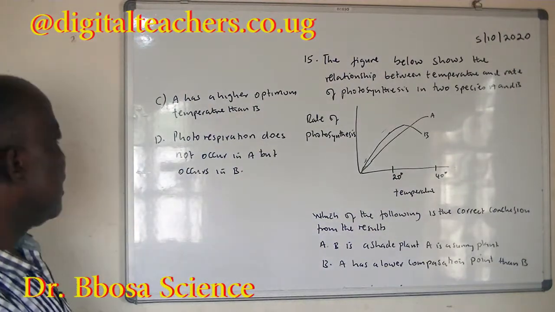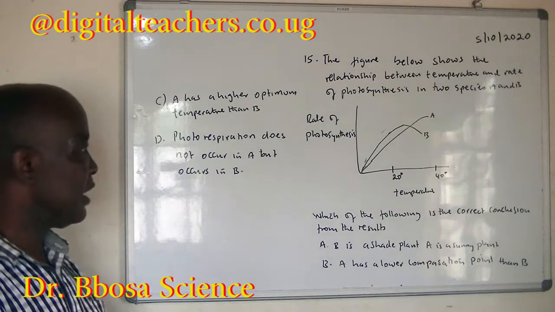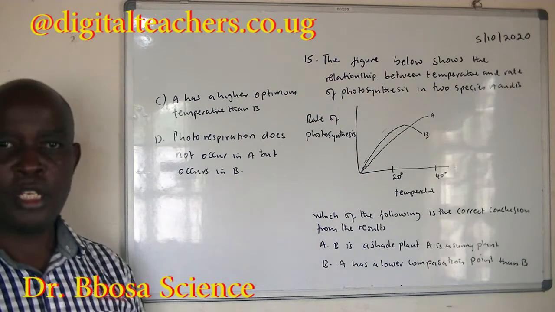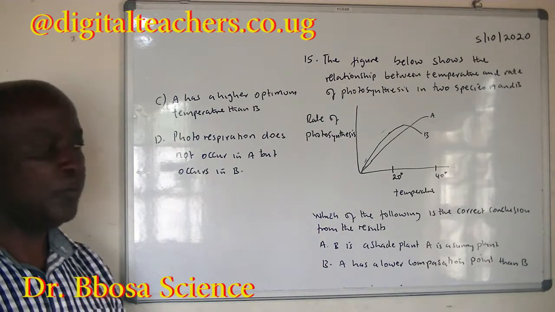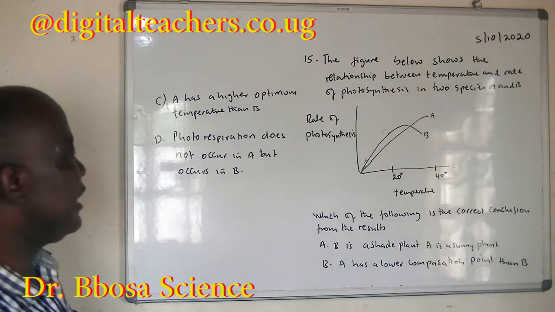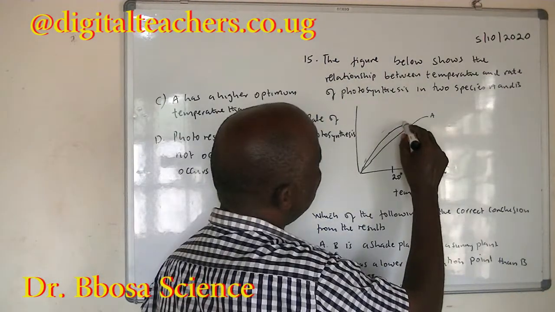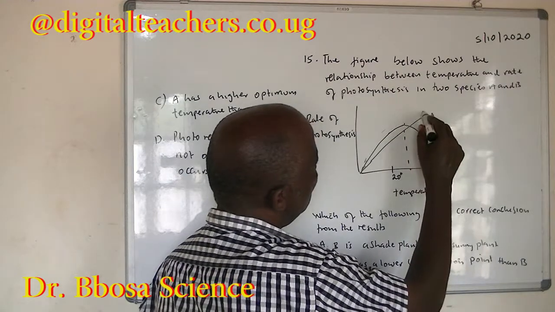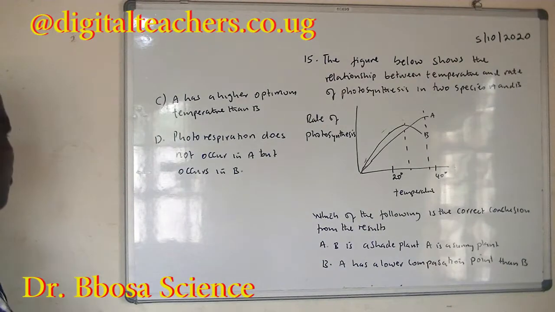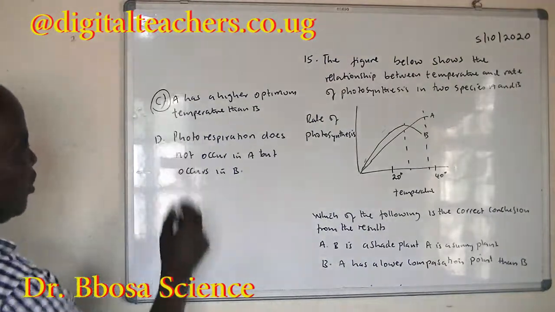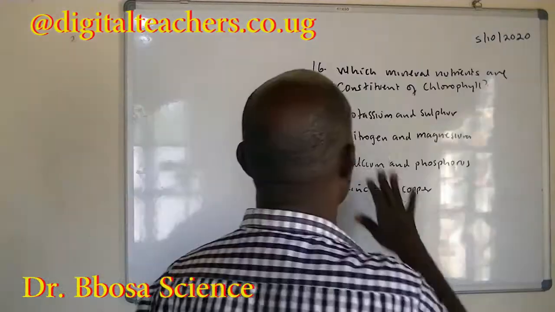D. Photorespiration does not occur in A, but occurs in B. You can pause and get the answer, then we continue. A has a higher optimum temperature than B, of course. B probably has its optimum temperature there. So A has a higher optimum temperature than B.